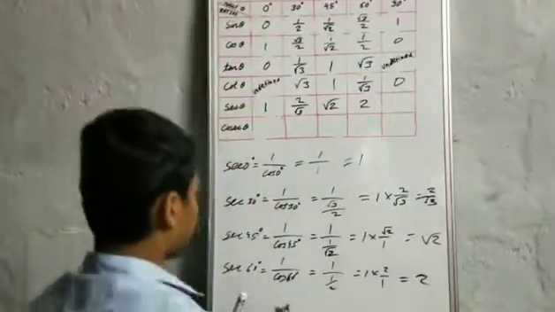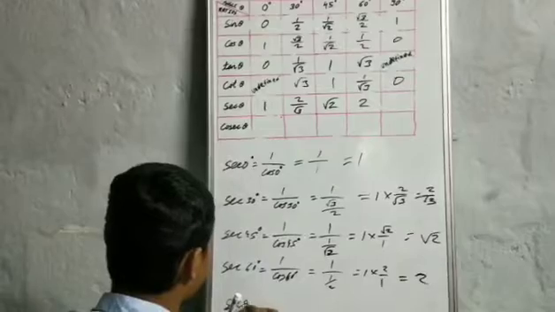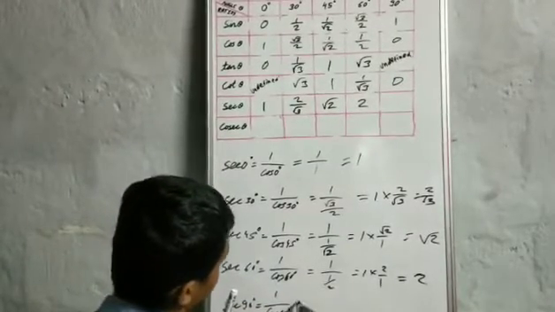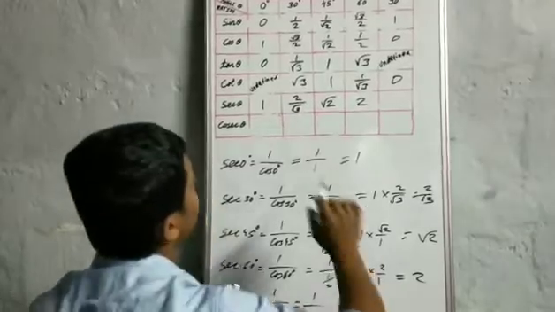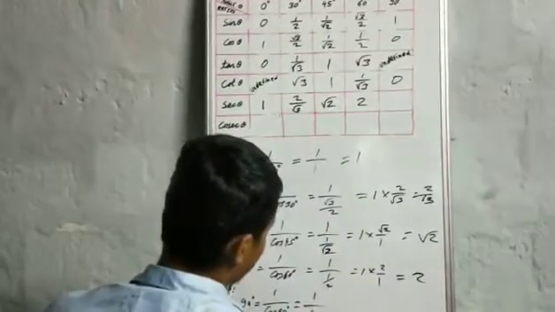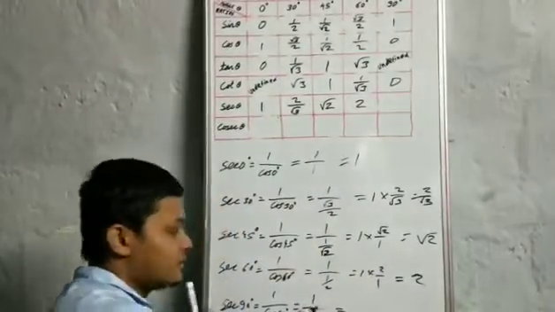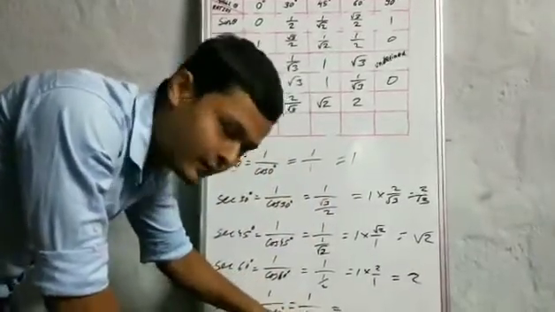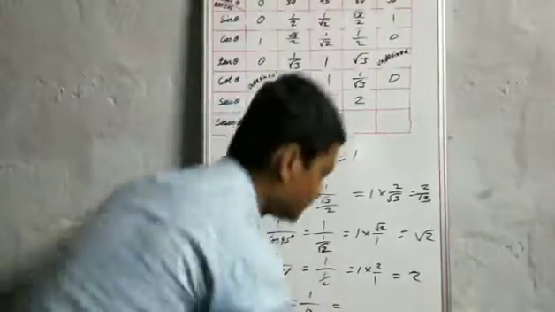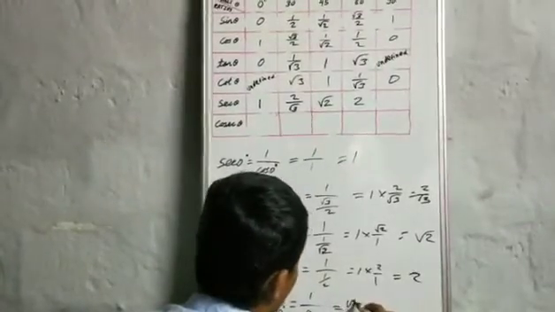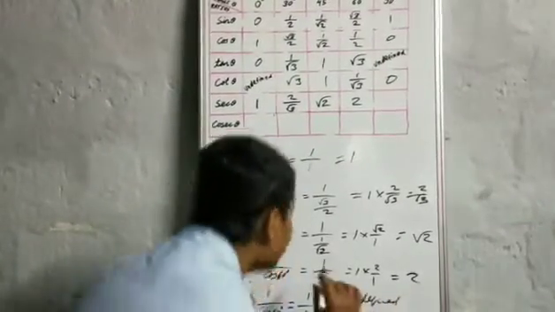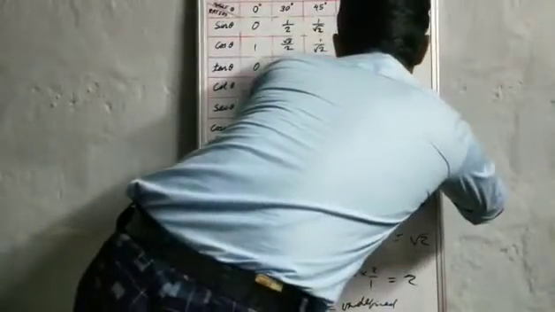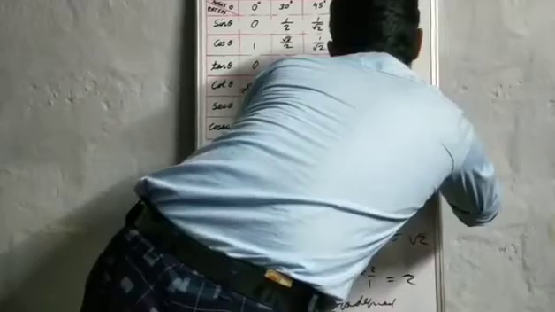Now the value for sec of 90 degree. Sec 90 degree is the inverse of cos 90 degree. The value for cos of 90 degree is 0. As I have already said, when something is divided by 0 it gives us undefined. So the value for sec of angle 90 degree will be undefined.